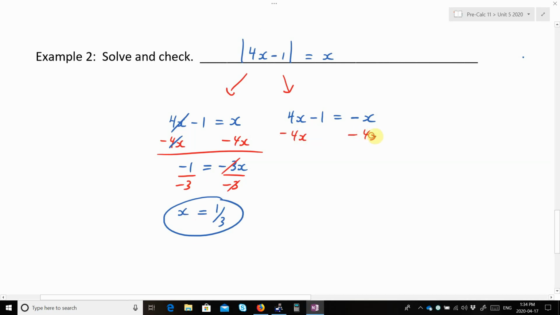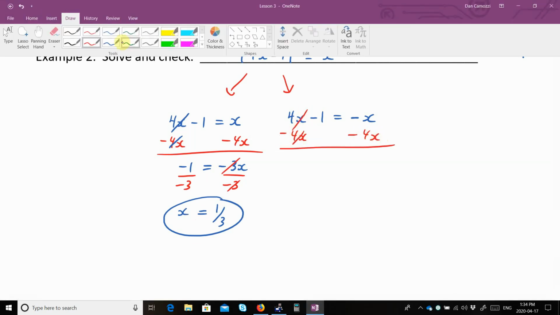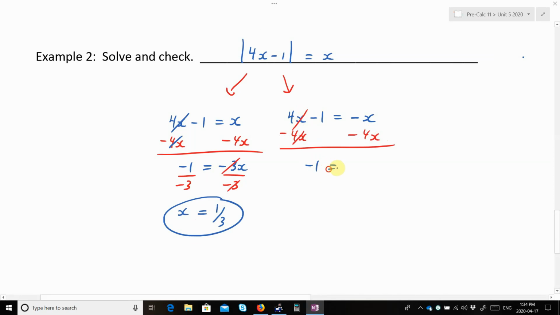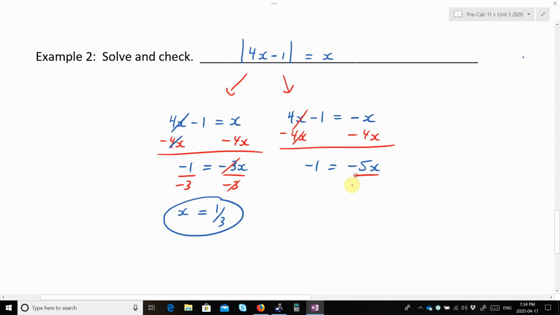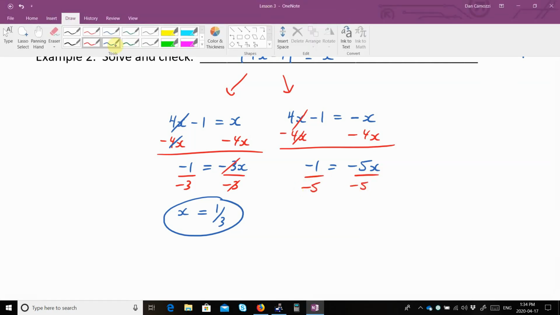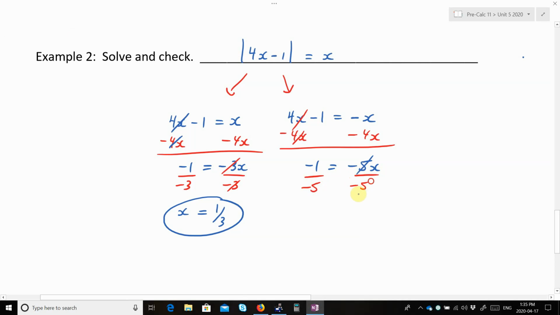Subtract 4x, subtract 4x. We end up with negative 1 equals negative 5x. Divide by negative 5, divide by negative 5. And we get x equals negative 1 over negative 5, which is 1/5. Okay, so two possible answers again, and we will check.